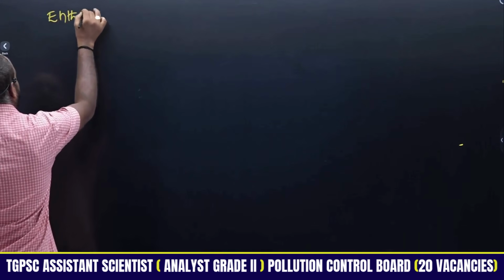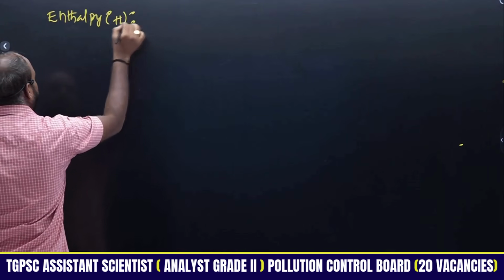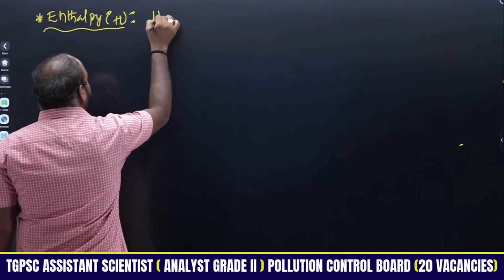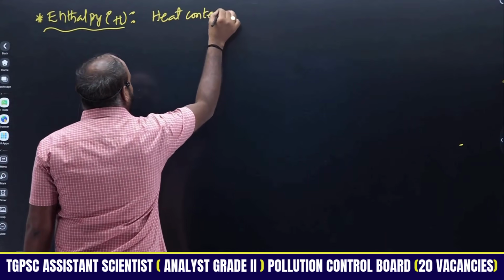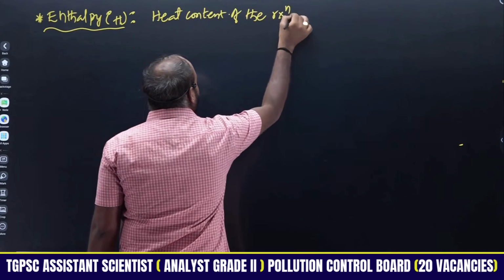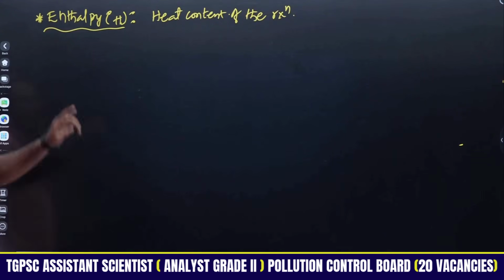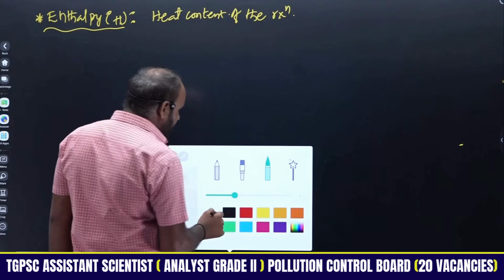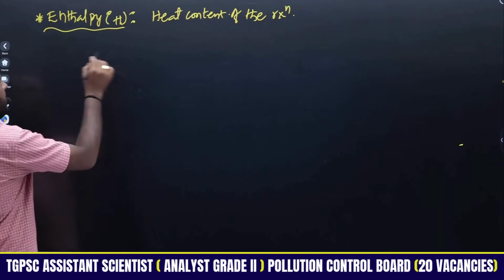This concept of enthalpy is very important. Enthalpy is denoted with H, capital H. This is also called as heat content of the reaction. Heat content of the reaction, right? How we are going to define this enthalpy of the reaction? So that is in terms of internal energy, right? So whatever is the internal energy is there, right?